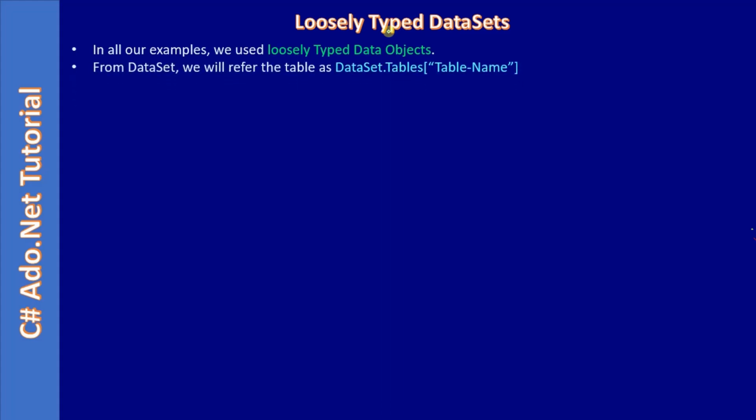From dataset, we will refer the table. A dataset may have multiple tables, so we will go into the tables collection, and from that table collection we will supply the table name. Say for example, if the table name is jobs, we will specify jobs here, right? And we know that a dataset can have multiple data tables. So we call that a table collection, and to refer a specific table we will specify the table name inside the dataset. So this is the tables collection. From tables collection we will specify jobs.